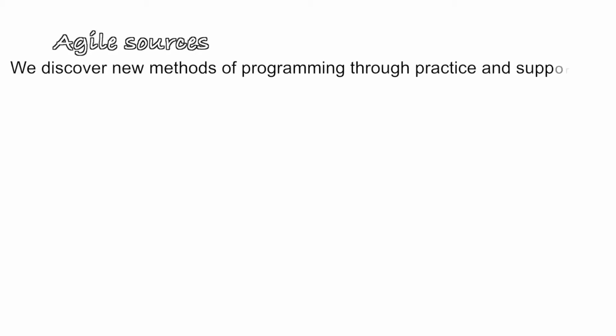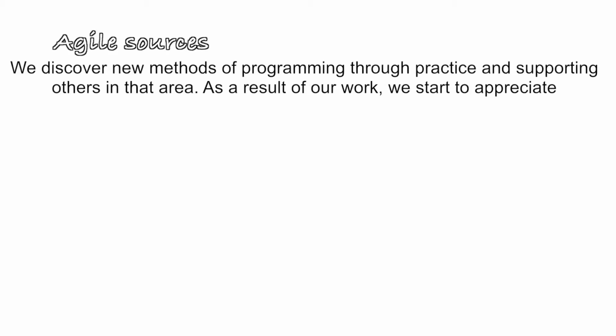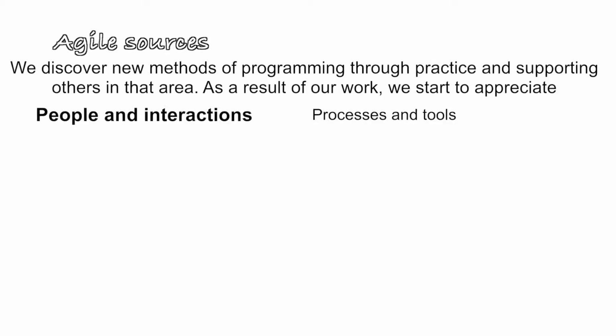The sources of Agile need to be searched for in the IT area. Let's see what the manifestation of Agile programming looks like. We discover new methods of programming through practice and supporting others in that area. As a result of our work, we start to appreciate people and interactions rather than processes or tools. Working software instead of documentation.